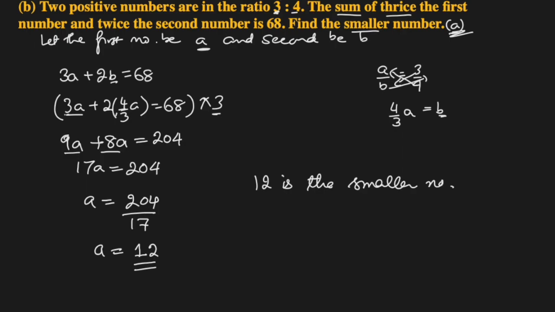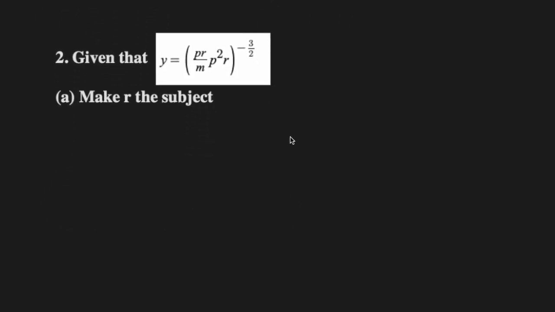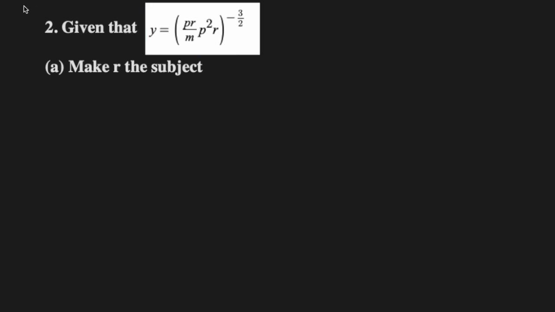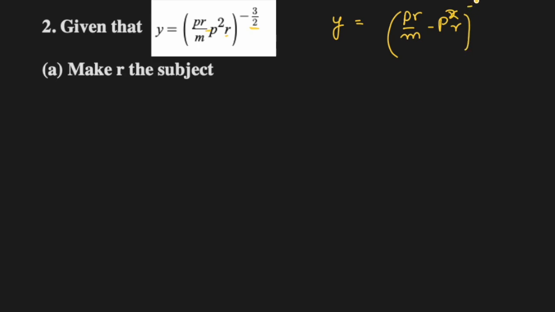All right, we have question number 2. Given that this is an equation, make R the subject. This is R here. We have to isolate this. To isolate R, this negative 3 over 2 must go first. Whenever we want to remove an exponent from one side, do this. PR over M, and I forgot to write it is minus here. It's not multiplying. Minus here. Minus P square R to the power negative 3 over 2.